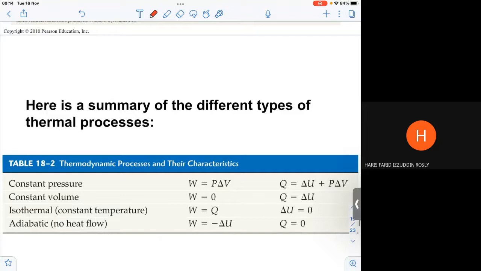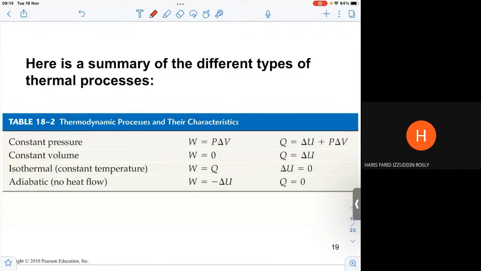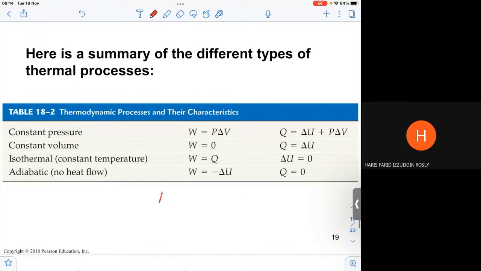Okay, so this is the summary of the four thermal processes. Again, I would like to highlight: delta U equals Q plus W. In the constant pressure process, W equals PV. Don't worry much about W, because every time you discuss W, you must calculate the area under the graph. The area under the graph.